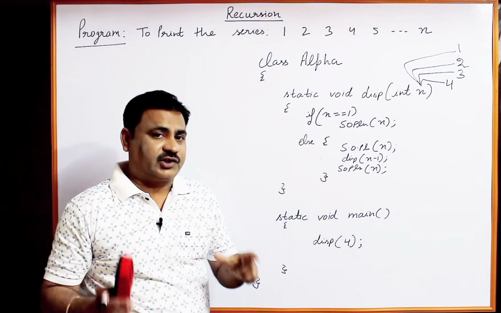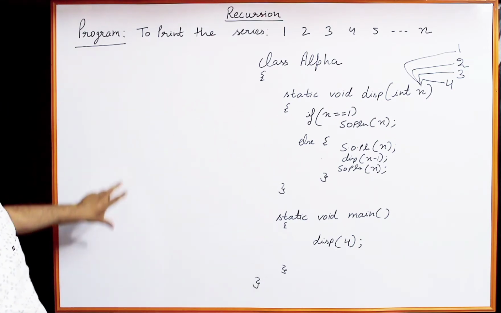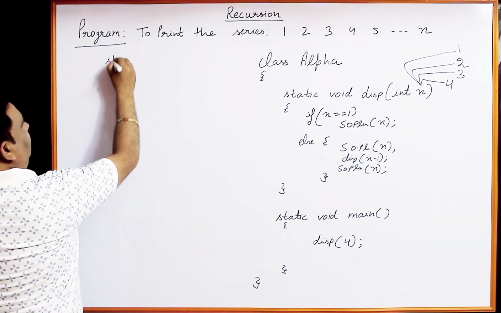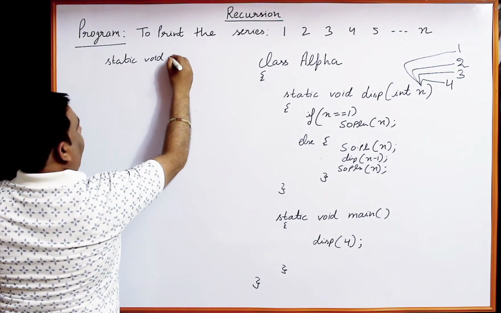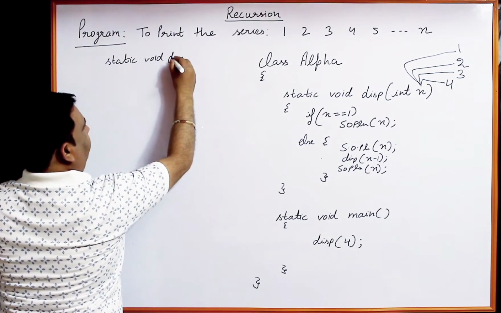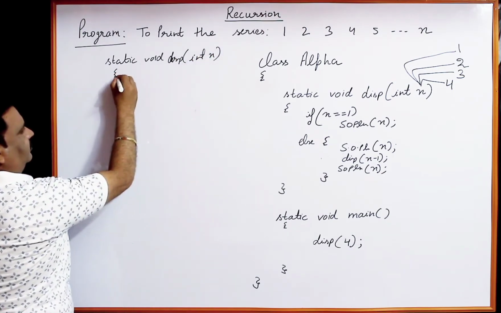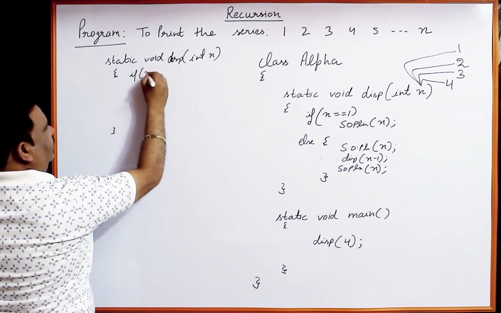To make you understand, I am going to make the same function here 4 times. See, static void disp(int n). The same function as it is, I am writing the same code.